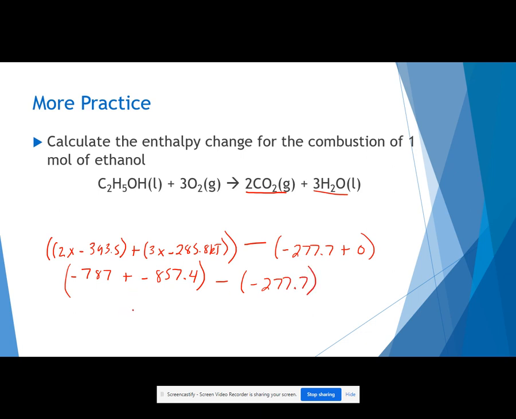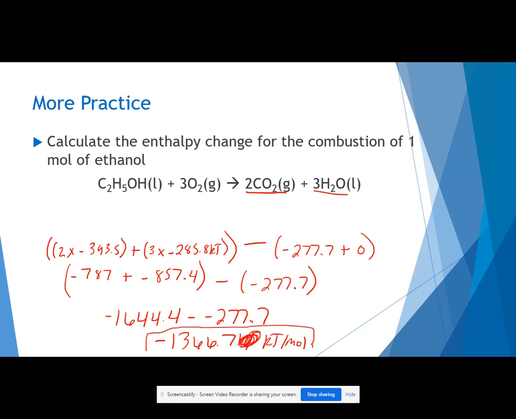When you continue to add these, you get negative 1644.4 subtracted from negative 277.7. Hopefully you know when you have a negative, subtract by a negative, that becomes an addition. So when you plug that into your calculator, it becomes negative 1366.7 kilojoules. Wow, bad unit. Let's do that again. Kilojoules per mole. Okay. So how did you guys do?